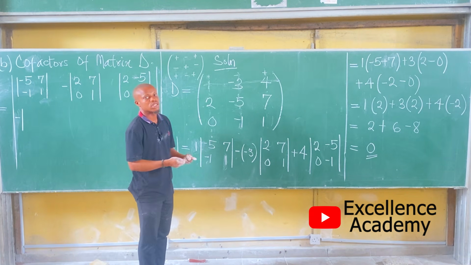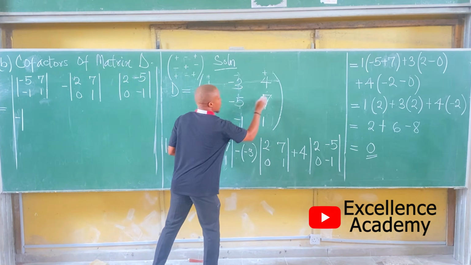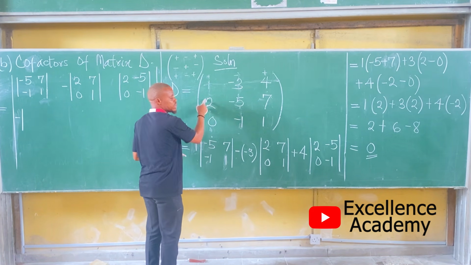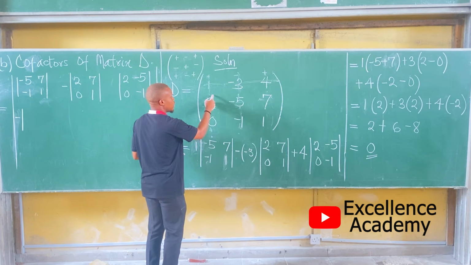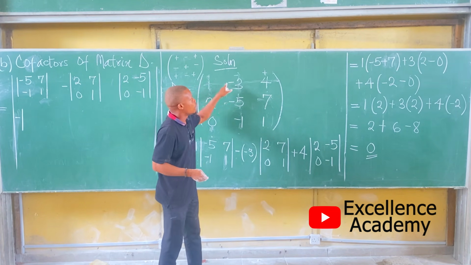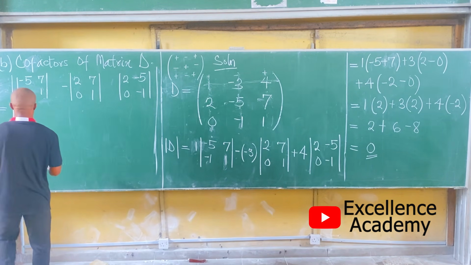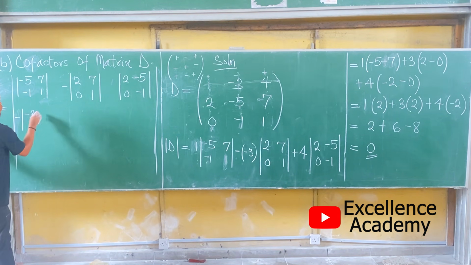So how do you do that? Cover the row and column on which it appears. I'll keep repeating it. Cover the row and the column on which this particular element appears, right? So I'm covering this and this. So what are left? Minus 3, 4, minus 1, and 1. So I'm having minus 3, 4, minus 1, and 1.